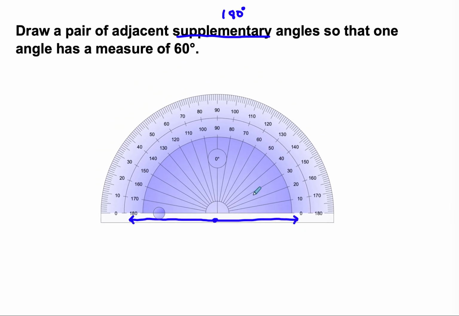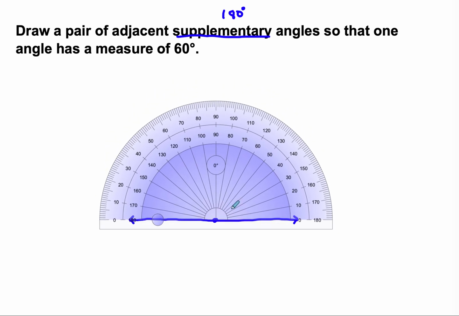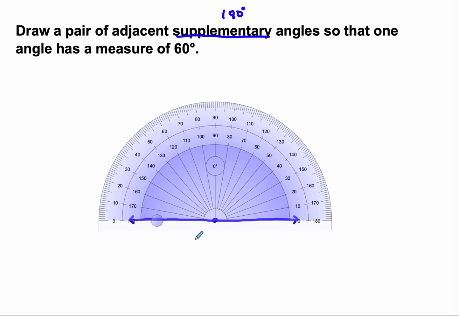So I'm going to line up that center point. Remember, it's not down here. It's wherever the little hole is on your protractor or wherever the little cross is on your protractor. Sometimes it's at the very bottom, but most of the time it's not. Okay, and so now I need 60 degrees. I'm going to use the ones on the bottom because I want to make my angle to the right. I'm going to go up to the top. I'm going to make a point where that is.